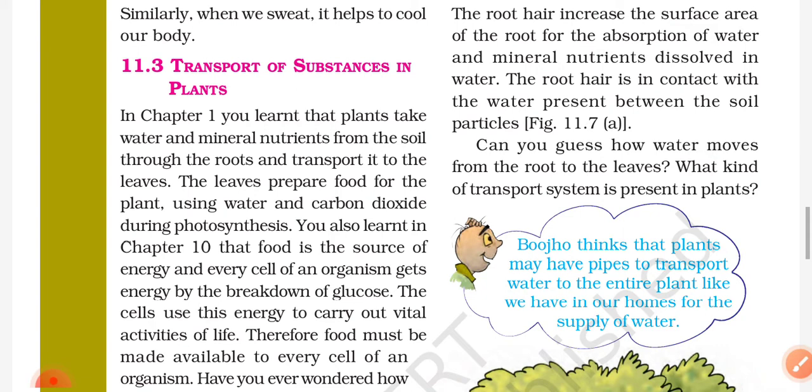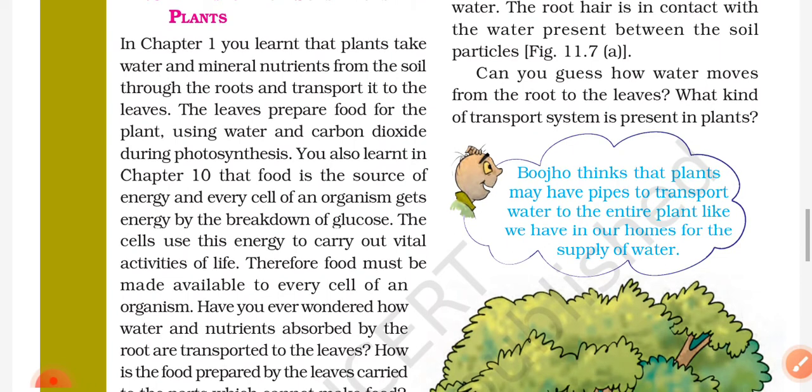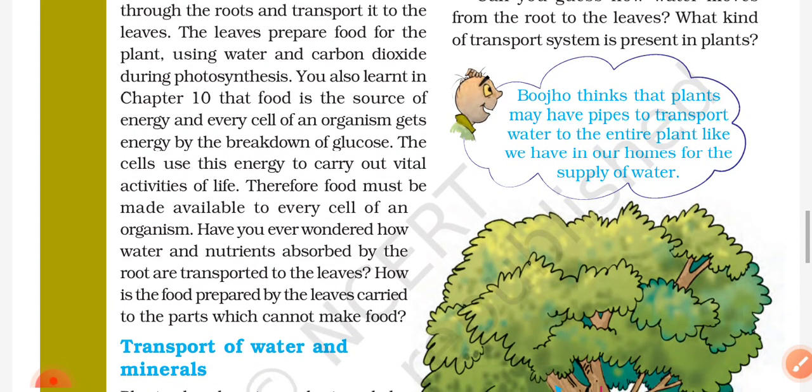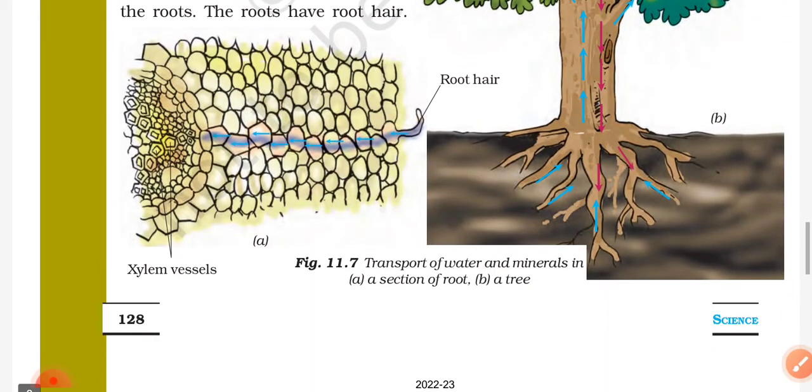Can you guess how water moves from the root to the leaves? What kind of transport system is present in the plant? Bozo thinks that plants may have pipe to transport water to the entire plant like we have in our homes for the supply of water. Figure 11.7 shows transport of water and minerals in a section of root, and a tree.